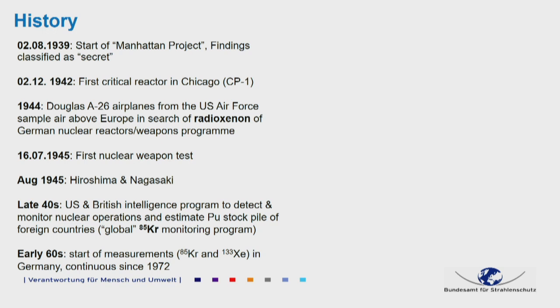The first nuclear weapon tests were followed by the devastating nuclear bombs in Hiroshima and Nagasaki, and in the late 1940s, the global krypton-85 monitoring program instigated by the US and British intelligence started. From the early 1960s, Germany started to measure krypton-85 and also xenon-133 in the atmosphere, and since 1972, those measurements have been continuous.